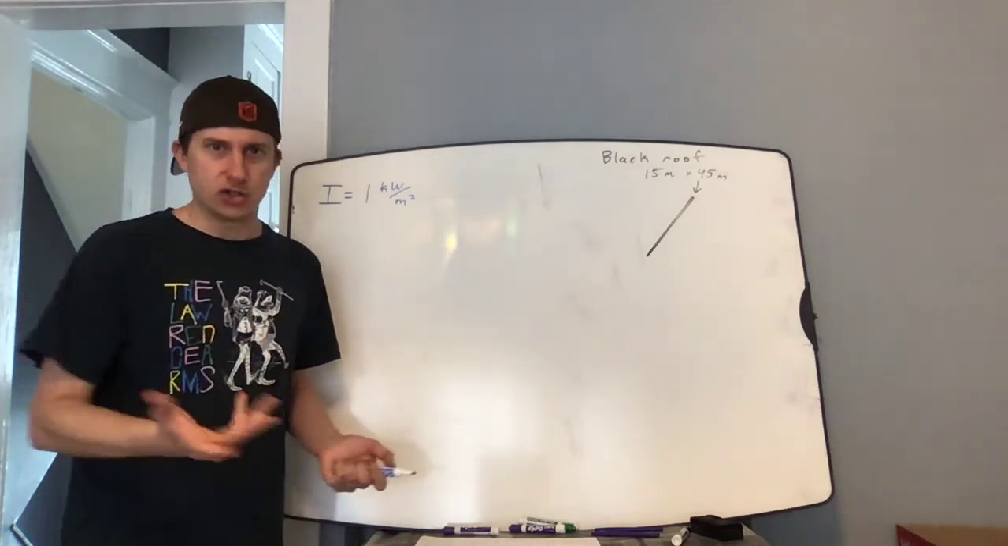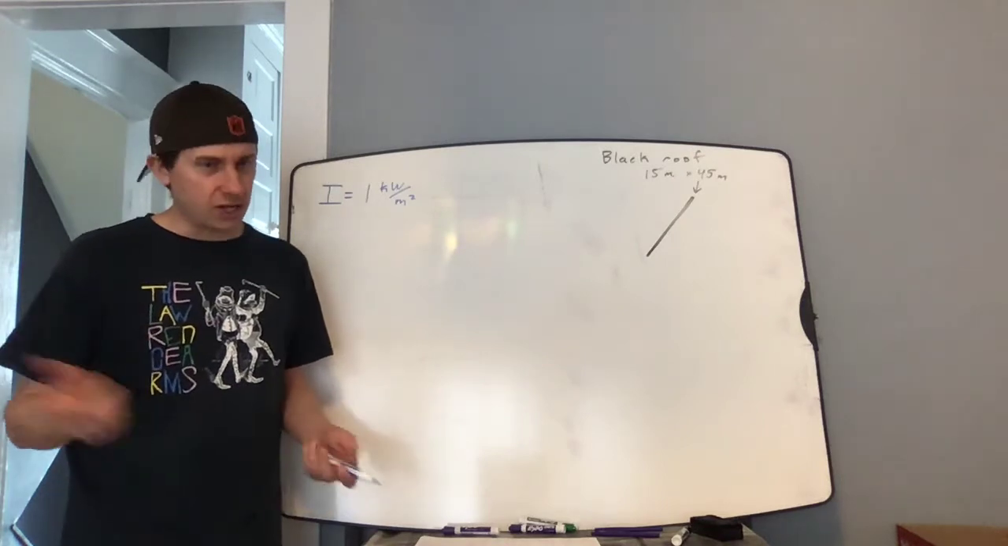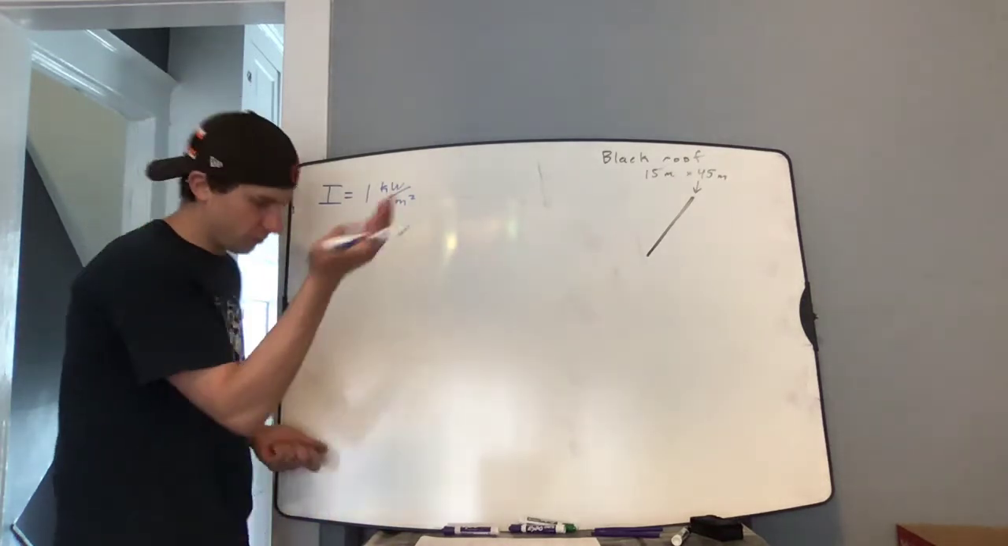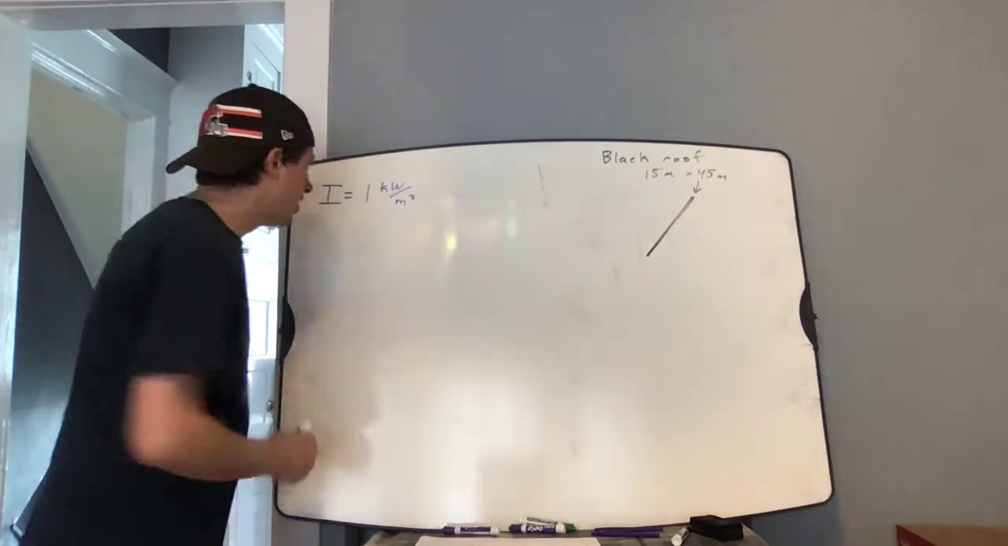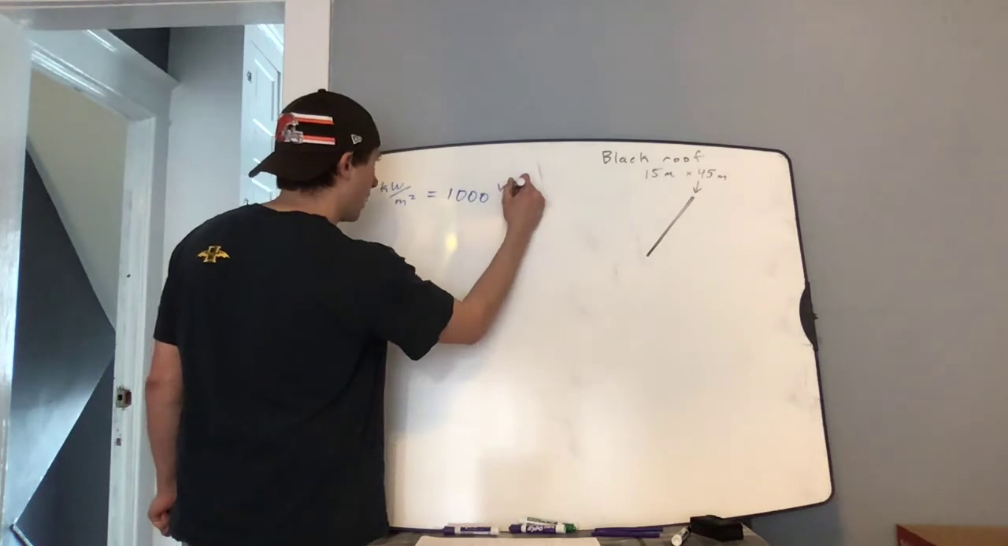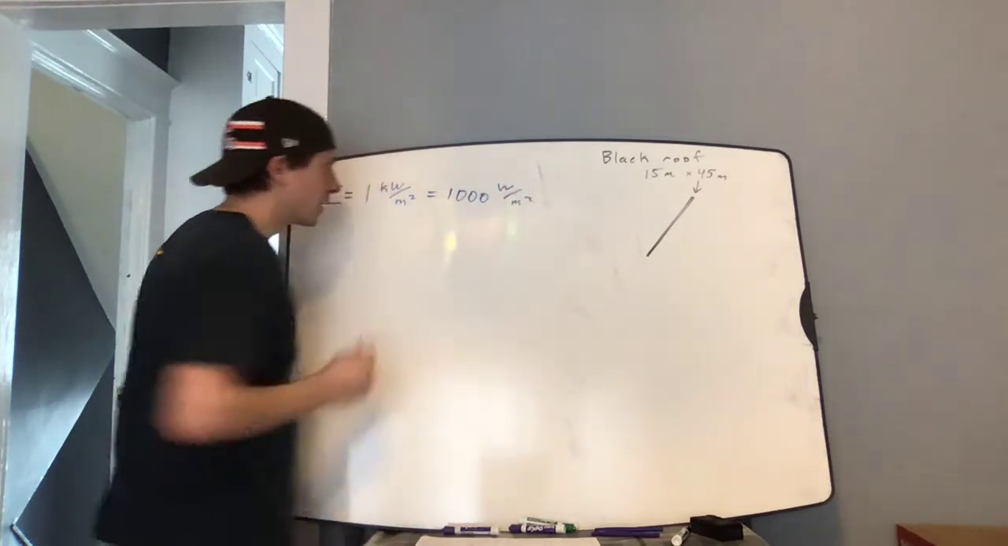A watt is a joule per second. So a kilowatt would be 1,000 joules per second per square meter when we turn into an intensity. So this intensity is really going to be 1,000 watts per square meter.